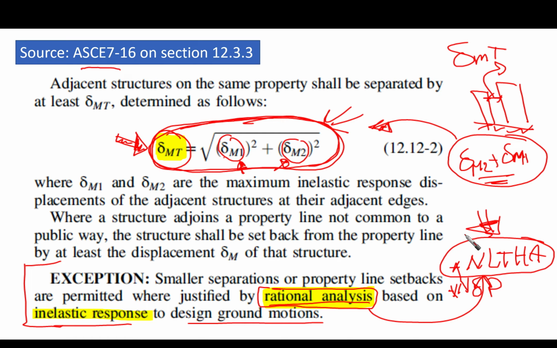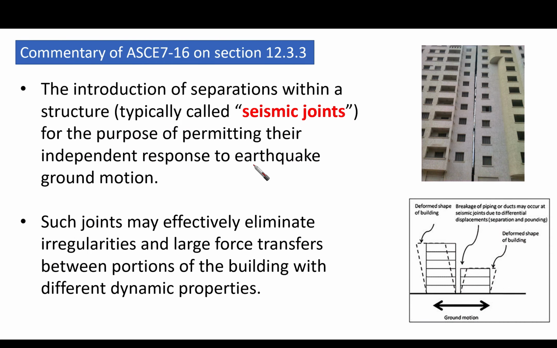Okay, so if we're going to use rational analysis, more rigorous analysis, in this case we can reduce. Smaller separations or property line setbacks are permitted when justified by rational analysis. So do not follow blindly the equations here. If you have the capability to conduct a rational analysis like nonlinear time history analysis for a group or set of earthquakes, then it is allowed for you to reduce the amount of the separation limit. Okay, so this is something common we want.